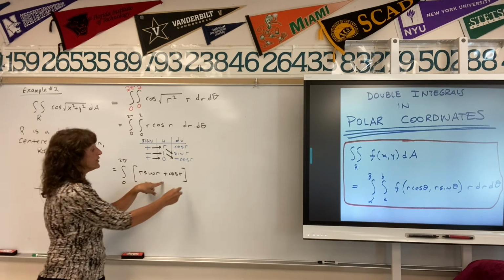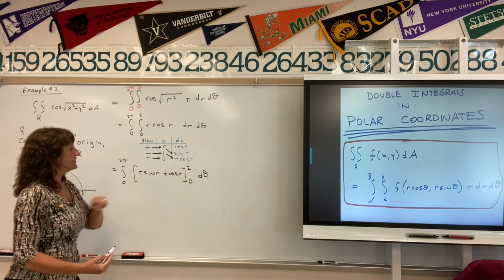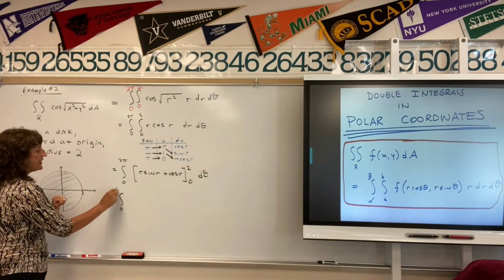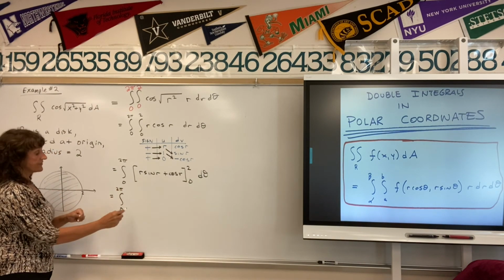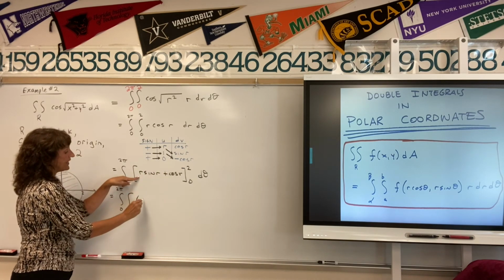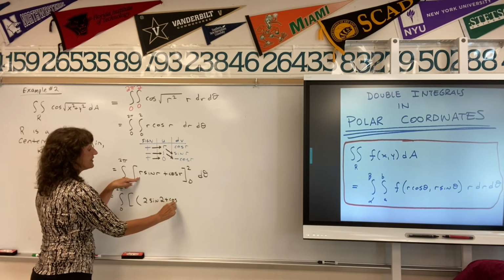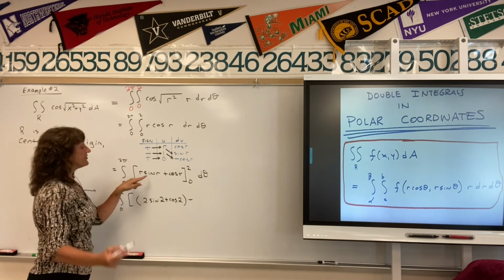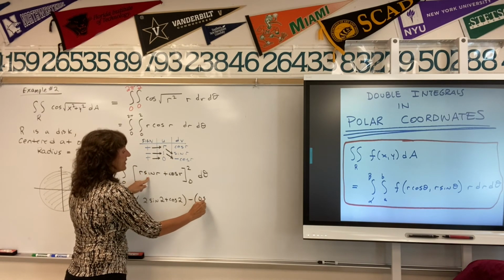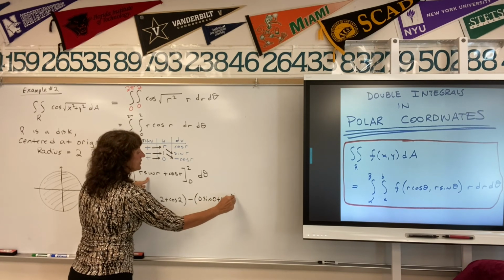Integration by parts, we want to evaluate this from 0 to 2, and then we'll take care of the d theta after we evaluate this. When we get to the theta part, the fundamental theorem of calculus, plug in the upper bound, that gives you 2 times the sine of 2 plus the cosine of 2, minus plug in the lower bound, which gives you 0 times the sine of 0 plus the cosine of 0.